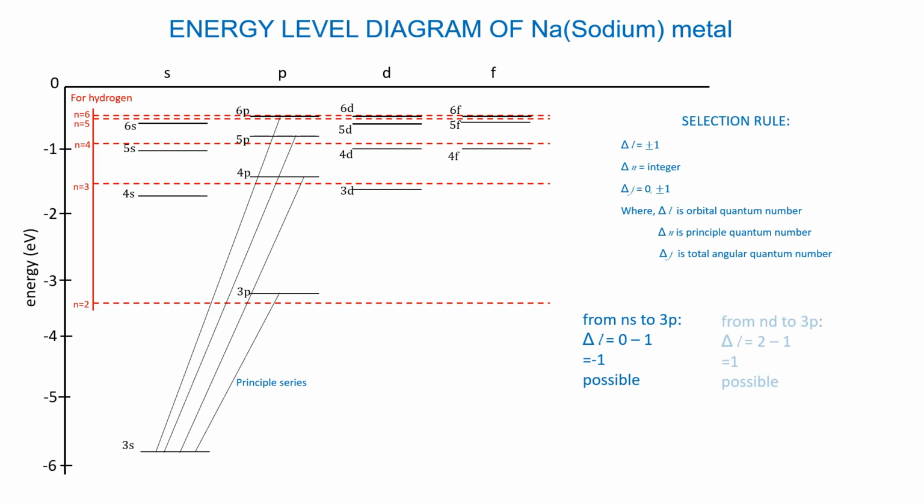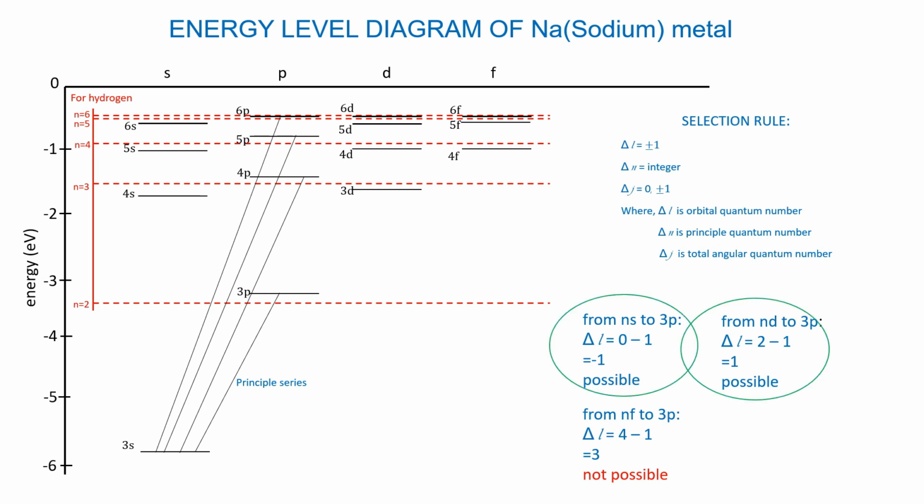Similarly from nd to 3p we'll get delta L equals 1, so it's also possible. For nf to 3p we'll get delta L equals 3. It's not possible because it does not follow the first criterion of the selection rule. So from this we can say that the electron could transit from ns and nd to 3p.